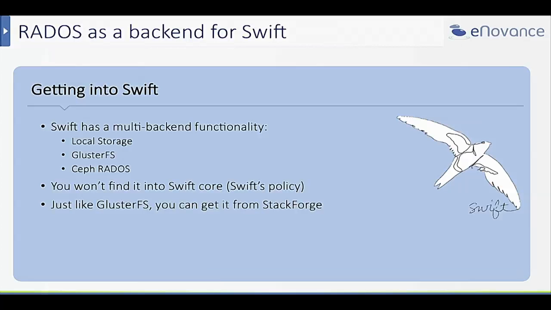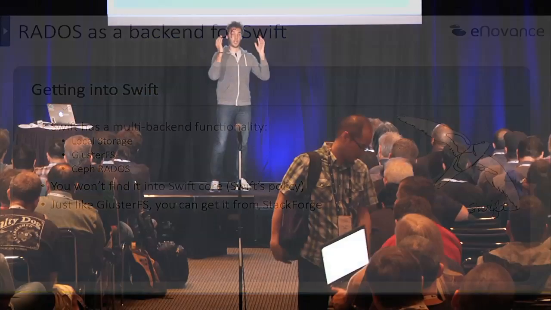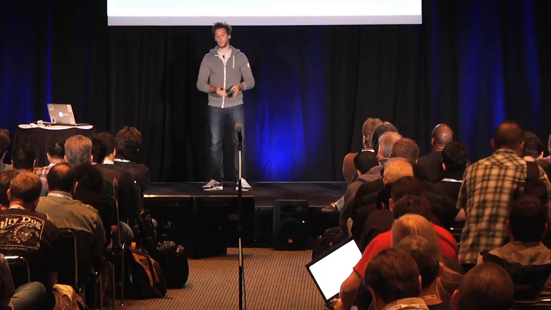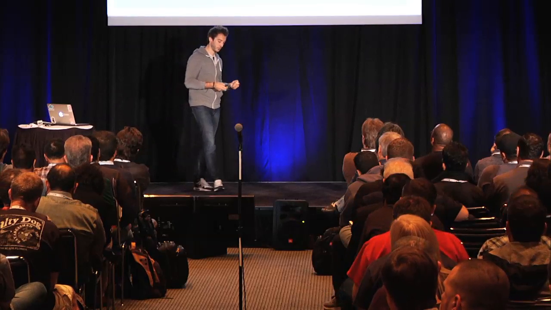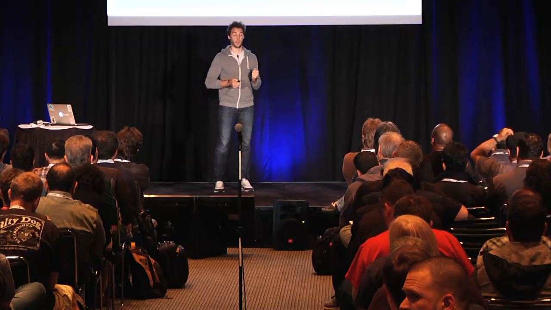If you download the latest version of Swift, you won't find this piece of code. That's because the Swift guys want to enhance and enforce the API support, and they say that if you want to add an extra backend, it has to live outside the main Swift repository. So just like GlusterFS, if you want to get this code, you have to grab it from StackForge.